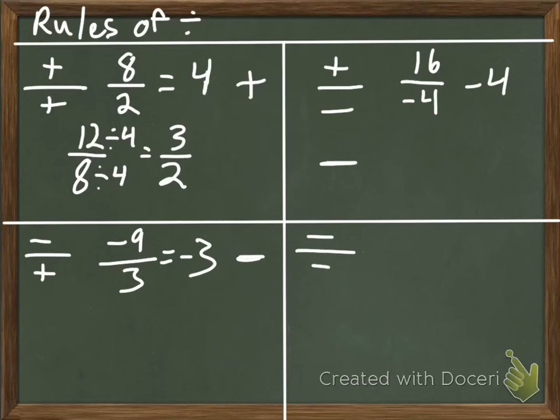Last but not least, we have a negative divided by a negative. So let's do negative 6 divided by negative 3. You plug that in your handy calculator and you get a positive 2. So two negatives give us a positive here as well. So that is multiplication and division of integers. So go ahead and try some practice problems.